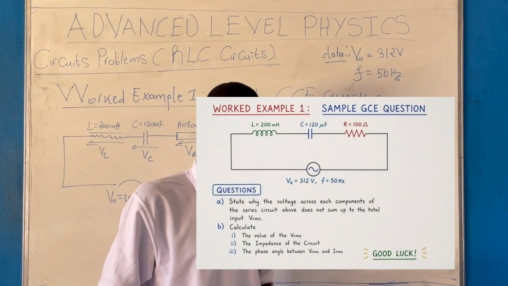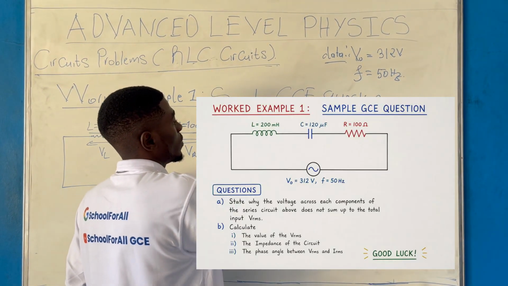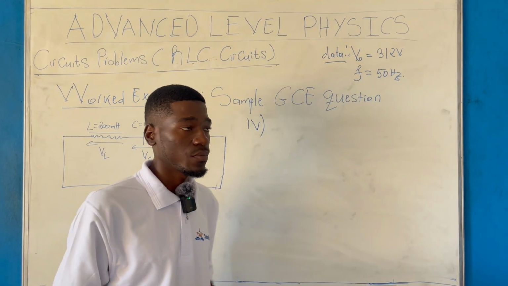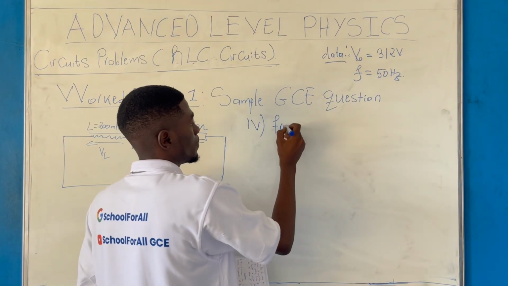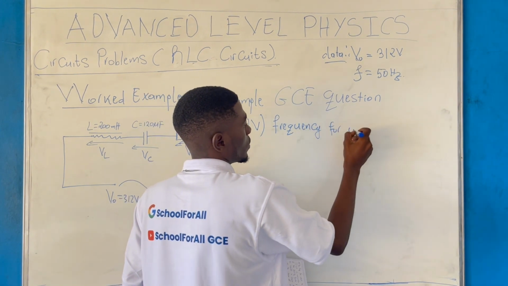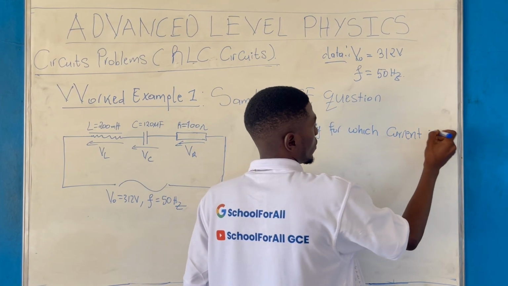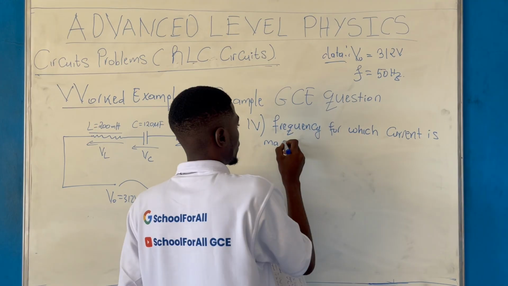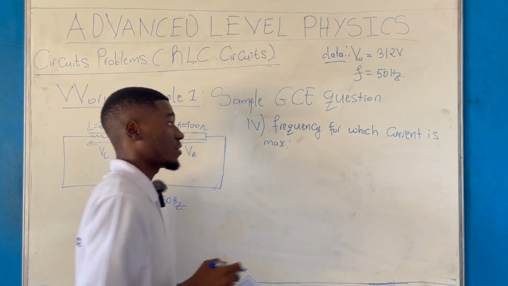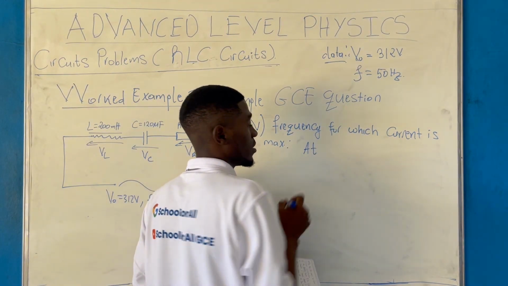Okay, students, now let us move to Roman 4, our question. Roman 4 is asking us for the frequency for which the current in the circuit is maximum. We all know that the condition for the current to be maximum inside an AC circuit is that the circuit should be at resonance.